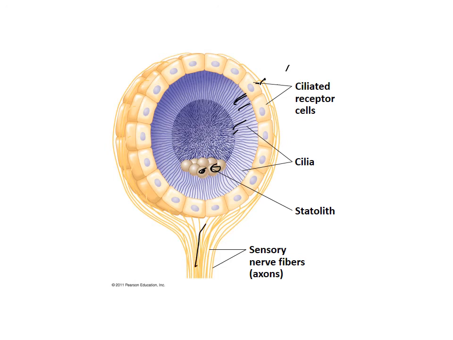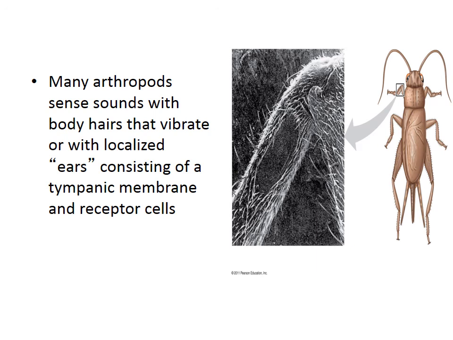The information is taken up by the sensory nerve fibers. Many arthropods sense sounds with body hairs that vibrate, or with localized ears consisting of a tympanic membrane and receptor cells, and they're usually on their legs, so they hear with their legs.